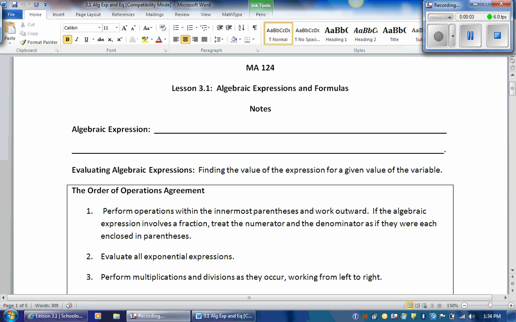This lesson is for Mrs. Cucci's College Now College Prep class. We are at the beginning of Unit 3 on Lesson 3.1, and we're going to be talking about algebraic functions and formulas today. So if you want to have these notes out in front of you, make sure you get everything down.